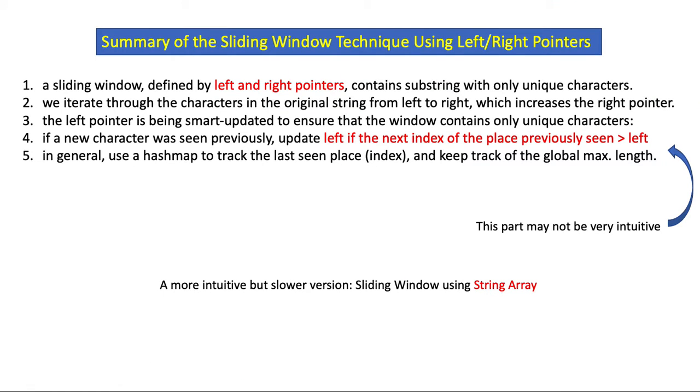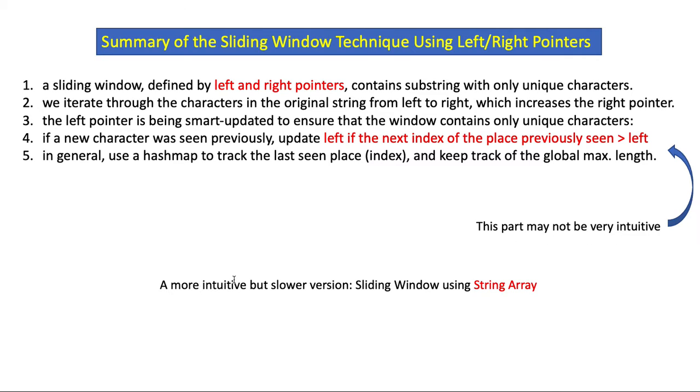Here's a summary of the sliding window technique using left and right pointers. Please feel free to pause the video to read the information here in some more detail. Importantly, we use a hash map to keep track of the last seen index and keep track of the global maximum length. And this part, we update left only if it's increasing, may not be very intuitive.